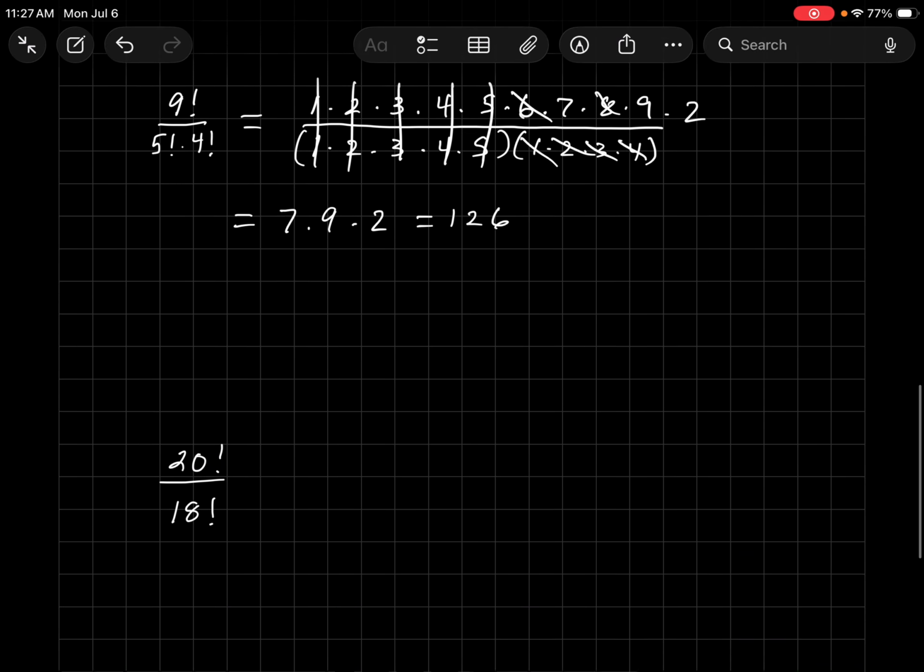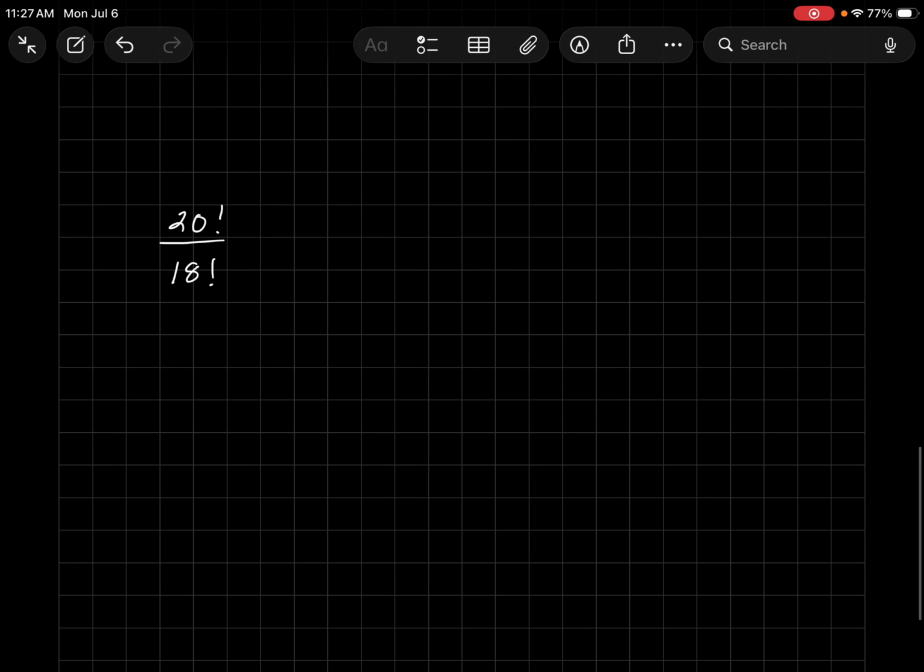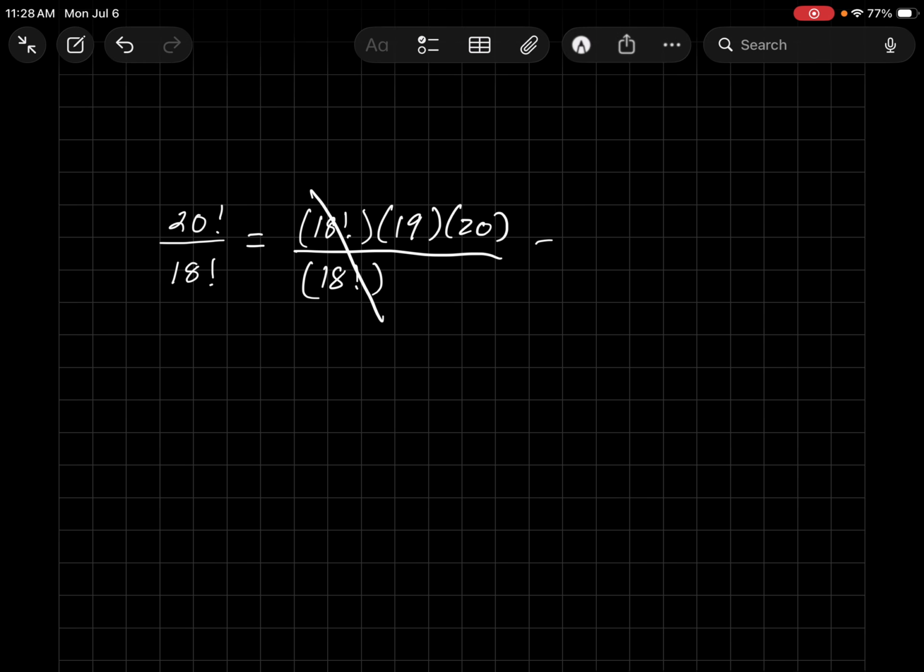Let's do one final example, and I'll give you just a moment to see if you can do this before me. Hopefully that was enough time to do it, because we don't want to write all these things out. We want to understand how factorials work. I know that essentially 20 factorial is 18 factorial times 19 times 20, right? And then we have 18 factorial in the denominator, leaving us with 19 times 20 as our final unsimplified answer, or 380 as our simplified answer.